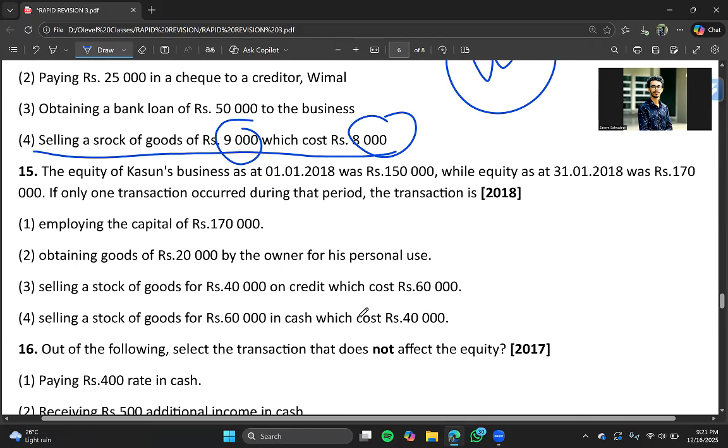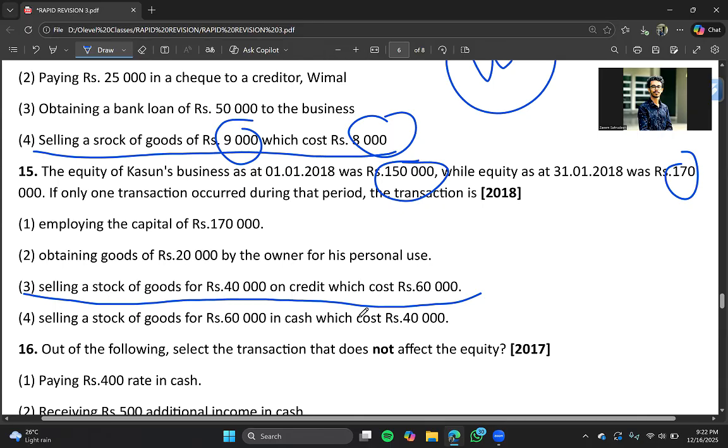The equity of Cousins business as at 1st of January was 150, while the equity as at 31st January was 170. Only one transaction could have occurred during that period. So what has happened? The equity 150 has been increased up to 170,000. So the reason for that will be selling of stock of goods worth 40,000 on credit, which is having a cost of rupees.